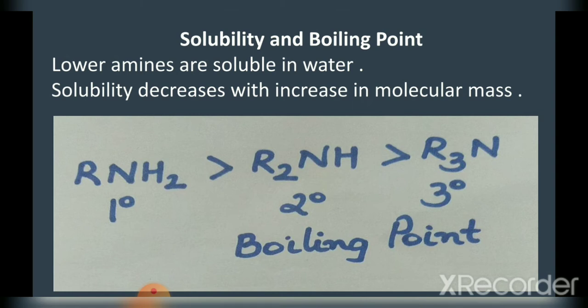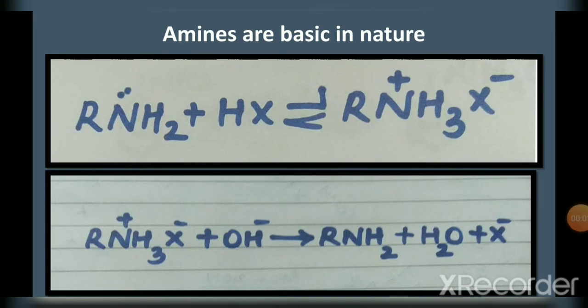Amines are basic in nature. They have a lone pair of electrons on nitrogen atom, so they act as Lewis base. Amines can react with acids to form salts. RNH2 + HX reversibly gives RNH3+ X-. From the salt, free amine can be regenerated by the reaction with a base like sodium hydroxide. The reaction can be written as RNH3+ X- + OH- gives amine RNH2 + H2O + X-.